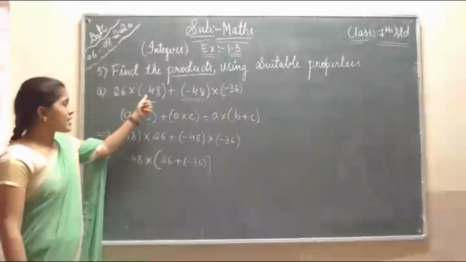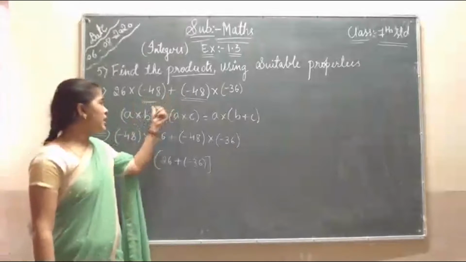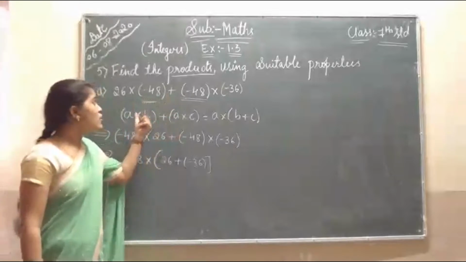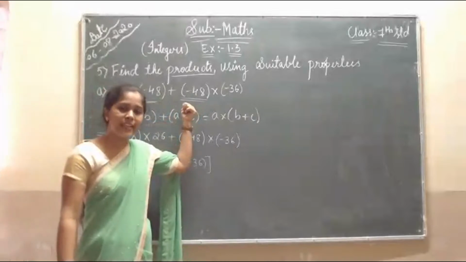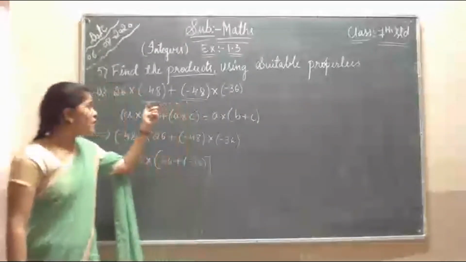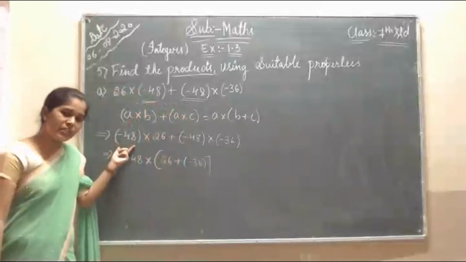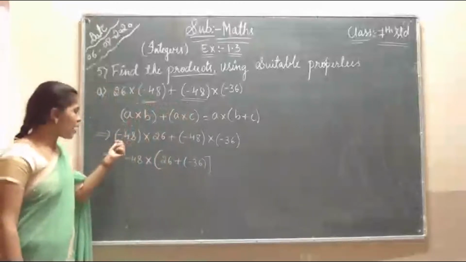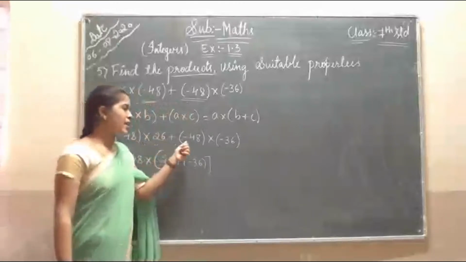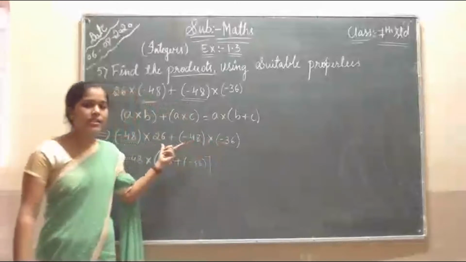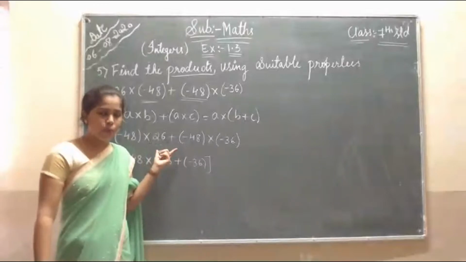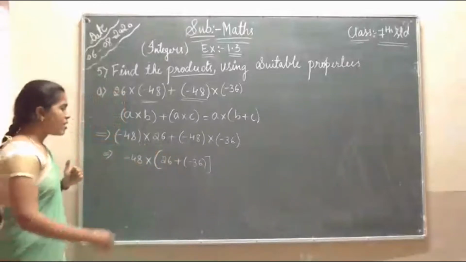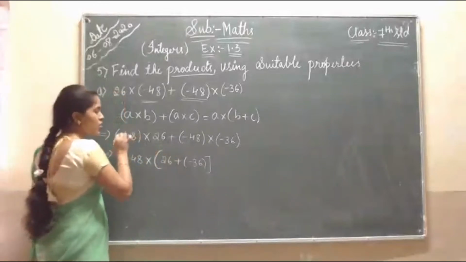See here, this is A. Repeated number. Here the repeated number is A, so minus 48 is repeated 2 times. So we should take this as A. If we write minus 48 first, nothing will happen. Okay, minus 48 into 26 plus minus 48 into 36. This is in the form of A into B plus A into C. That is distributive property. Okay, now the question is in this form.